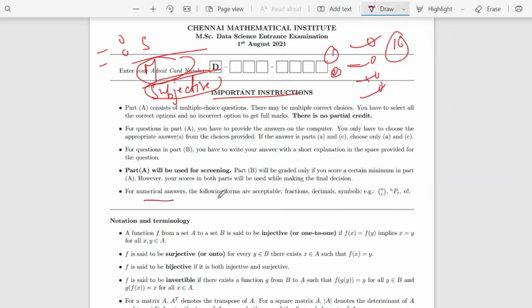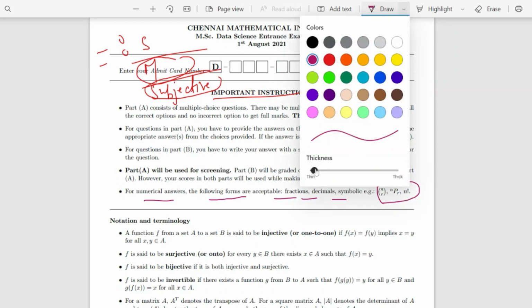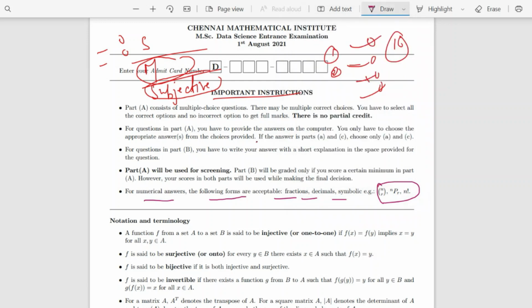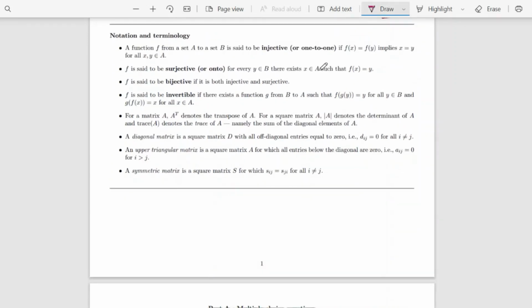For numerical answers, the following forms are acceptable: fraction, decimal, symbolic. Some of these forms are given, so this type of symbolic representation can be there in the questions. Now let's talk more about the terminology.